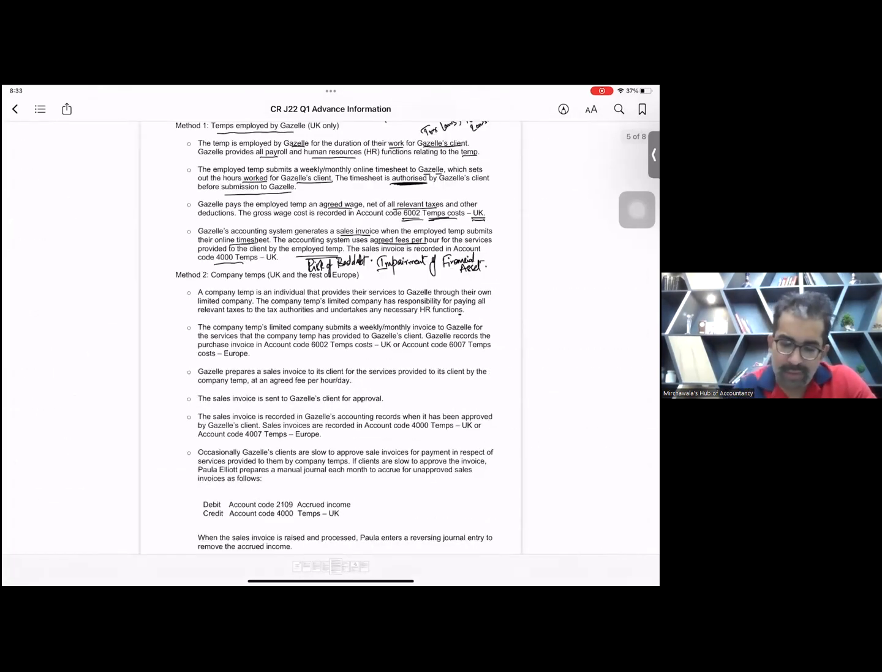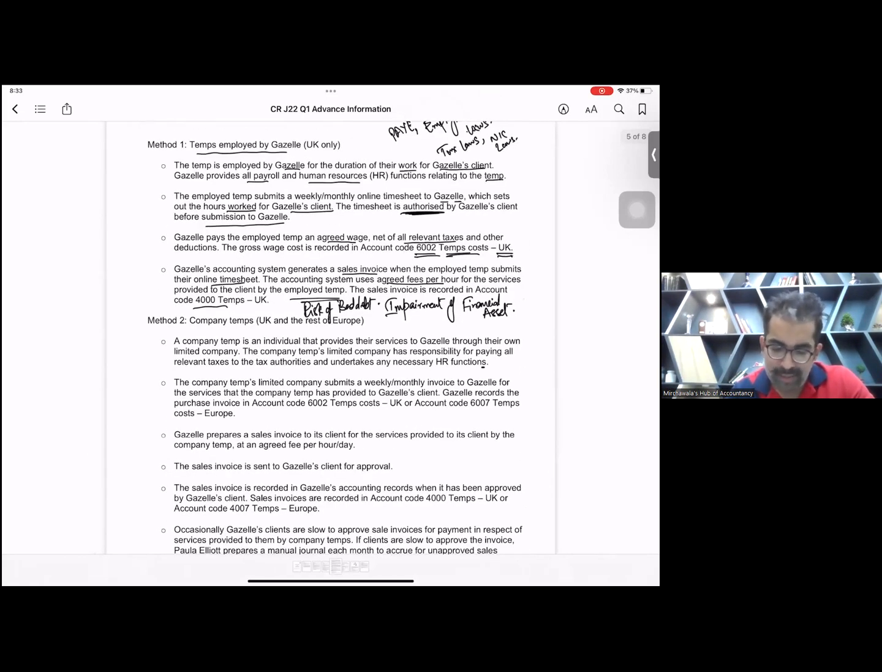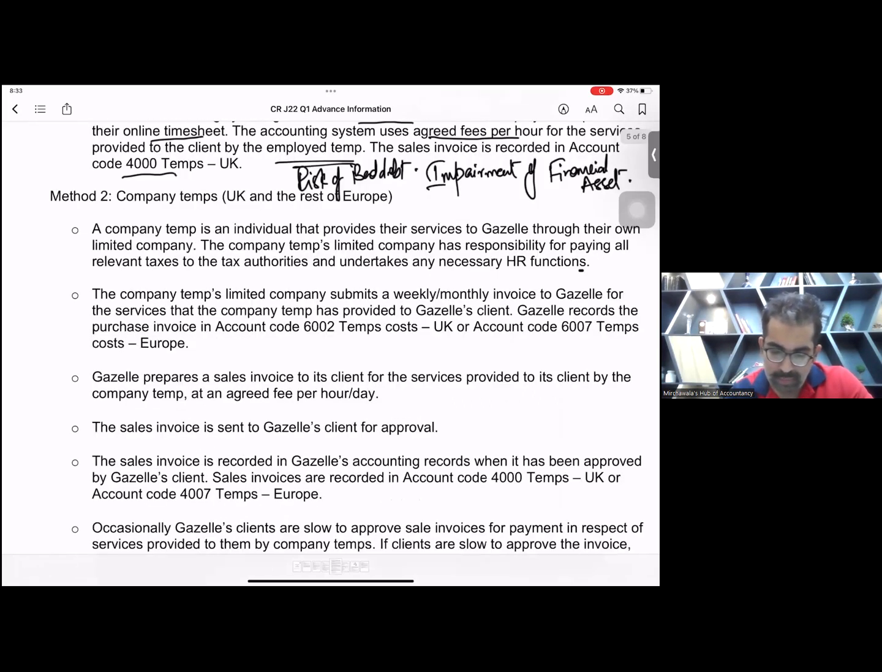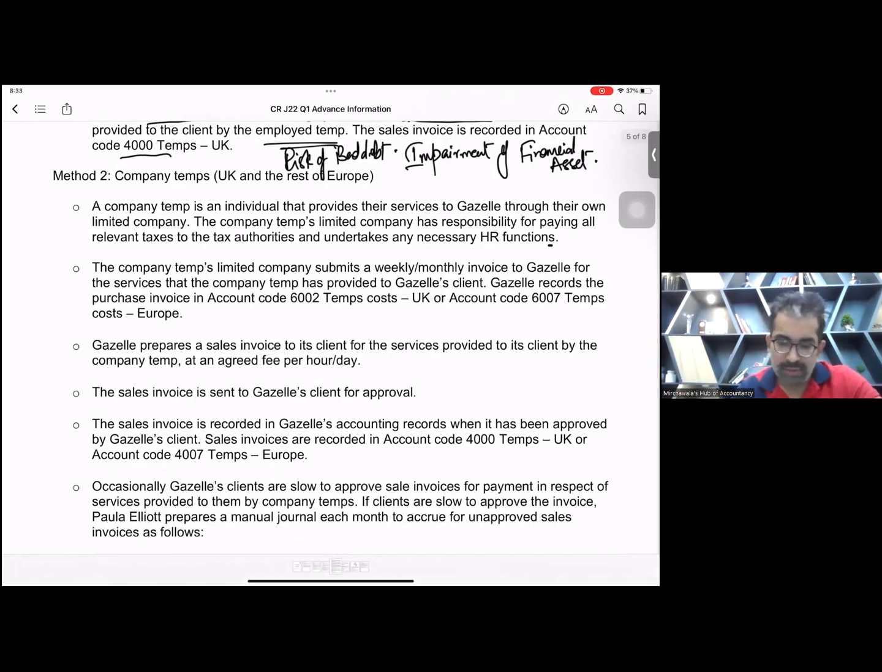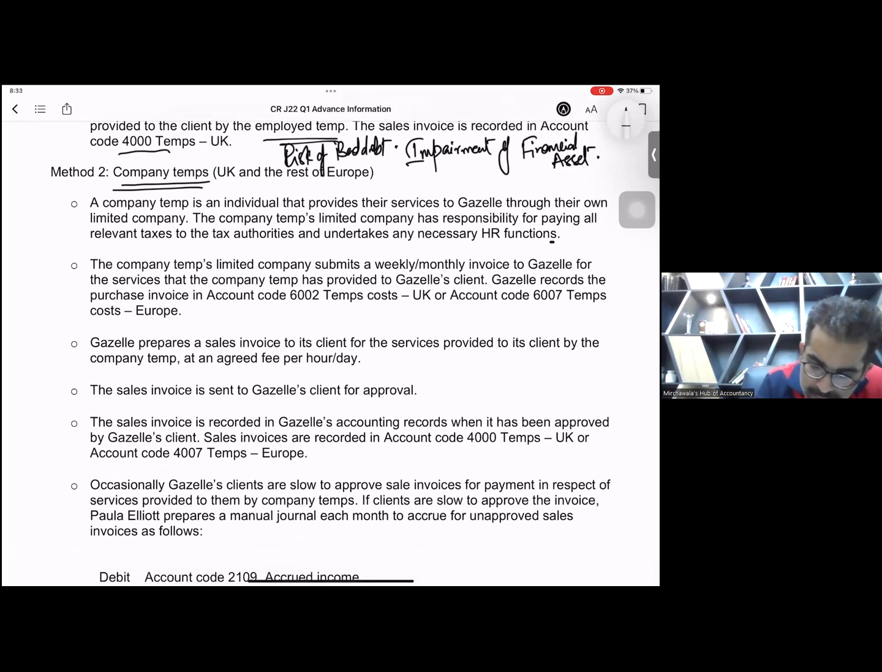Now, for temporary employees, there were two headings. Number one, temps employed by Gazelle, and method 2. Now we are moving to method 2. Let me enlarge. It is written: company temps, UK and the rest of Europe.